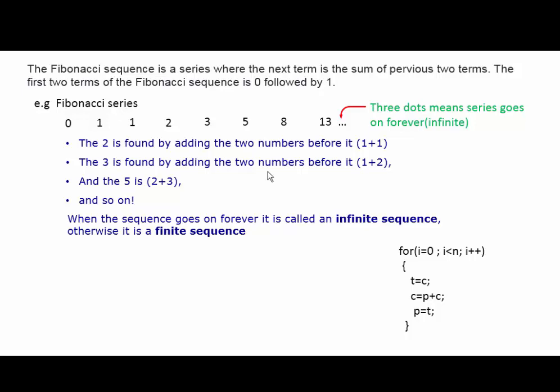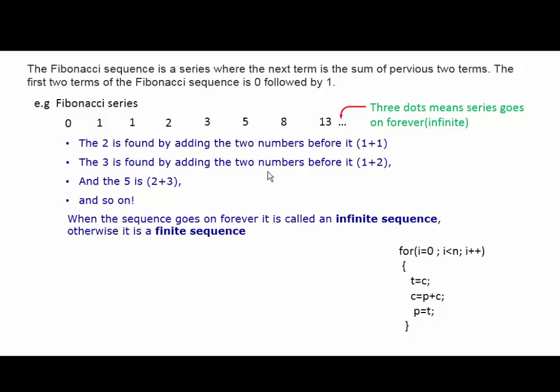For i equal to 0, we initialize the value of i to 0, and consider p equal to 0 and c equal to 1. Then i is less than n, i plus plus. Then t is equal to c, it means the current value is stored in the t variable. Then c is equal to p plus c, it means previous plus current is equal to current. Then the value of t is assigned to p.